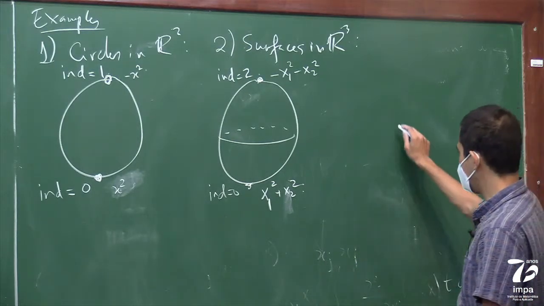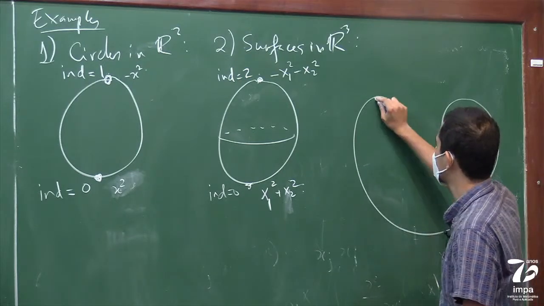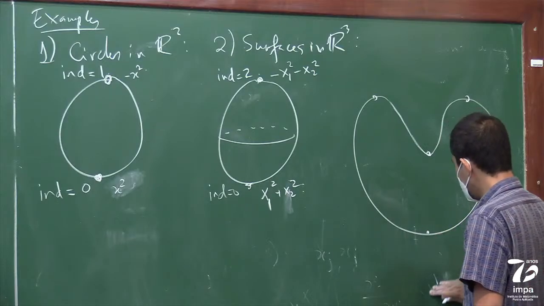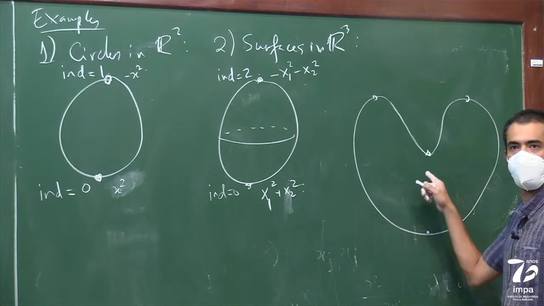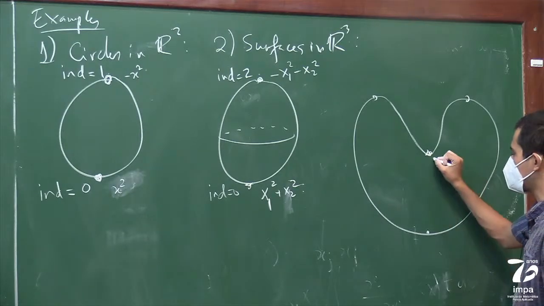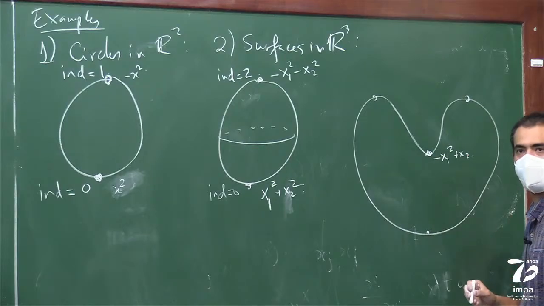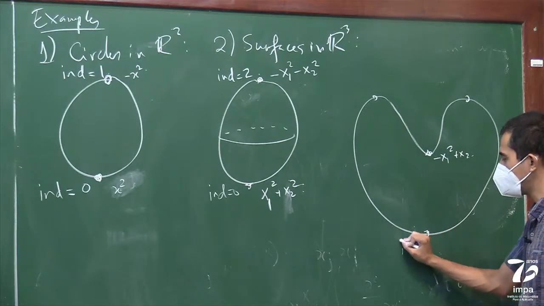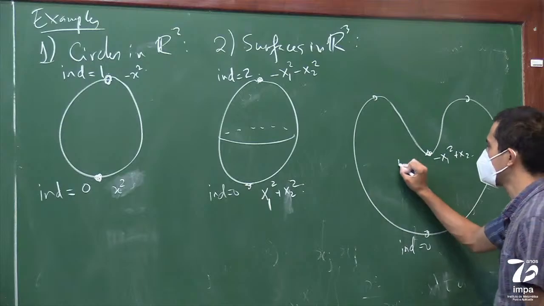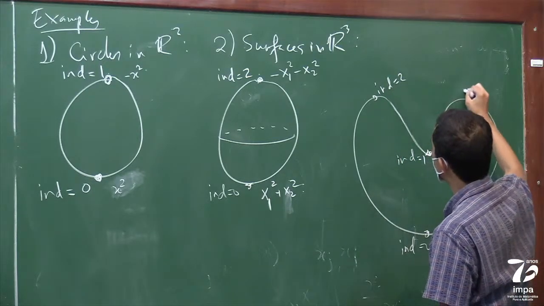Okay. So now if you take the heart-shaped function, this point here is a saddle point. So in the expression of the Morse lemma, this will be minus x1 squared plus x2 squared. So here we're going to have index 0, index 1, and then the index will be 2 and 2.